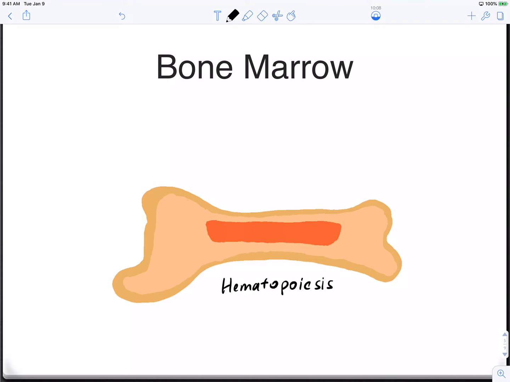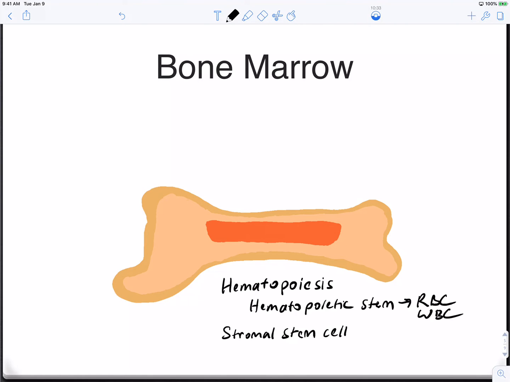Now, within your bone marrow, you have two types of stem cells. The hematopoietic stem cell and you have a stem cell that's stromal. So from this you get your red blood cells, your white blood cells, and your platelets. And from your stromal stem cells you're going to get fat tissue, cartilage, and bone.